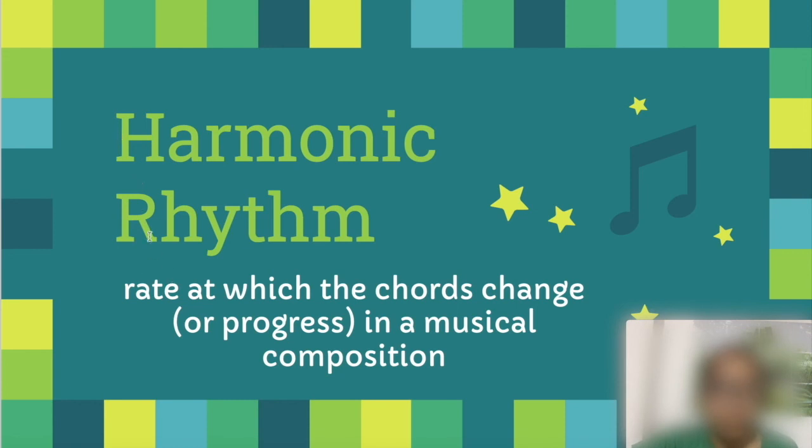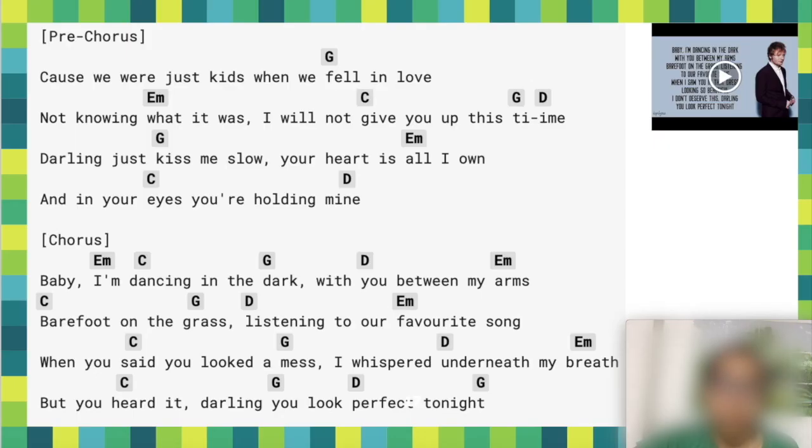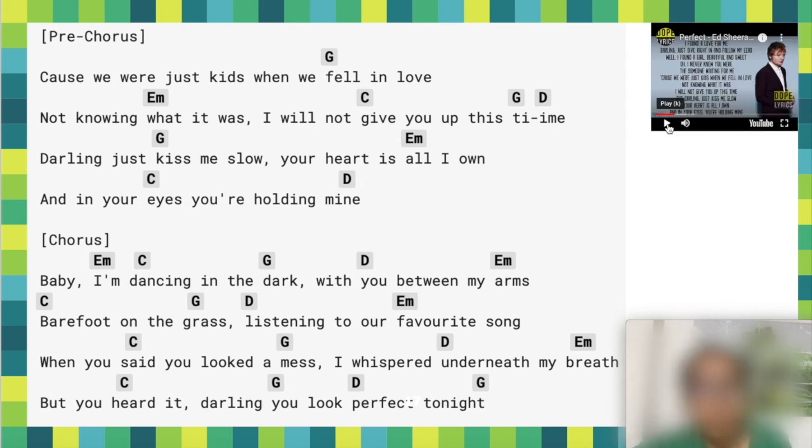So by definition, it is the rate at which the chords change or progress in a musical composition. So like here, for example, same song. So I hope this plays. Let's count how often did Ed Sheeran change the chords of his song. I'll be counting using my fingers here. Hopefully it matches. Okay, no delays.